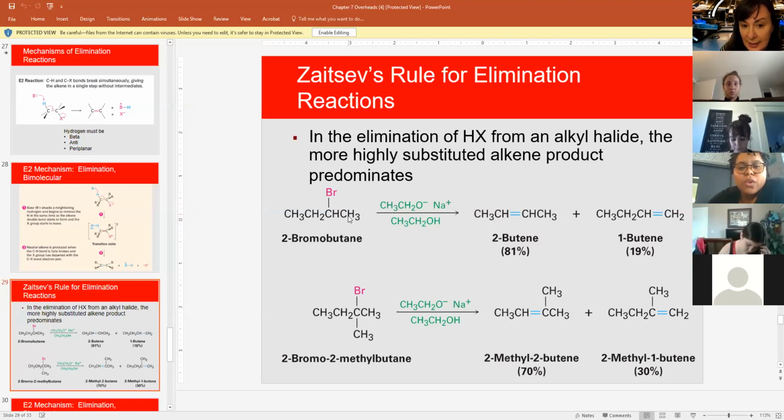Carbon number 1 has 3 hydrogens directly attached to it. Carbon number 3 has 2 hydrogens directly attached to it. Zaitsev's rule, which is the opposite of Markovnikov's rule, says if you're going to take away a hydrogen to make a double bond, you take it from the carbon that has the least number of hydrogens. So you would take it from here.